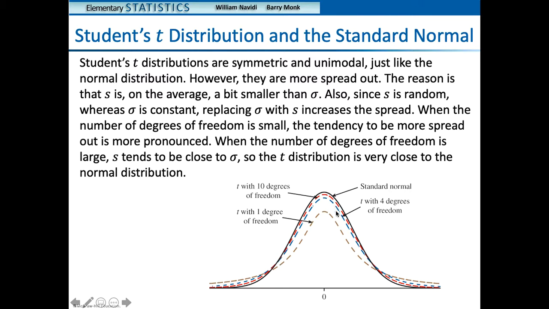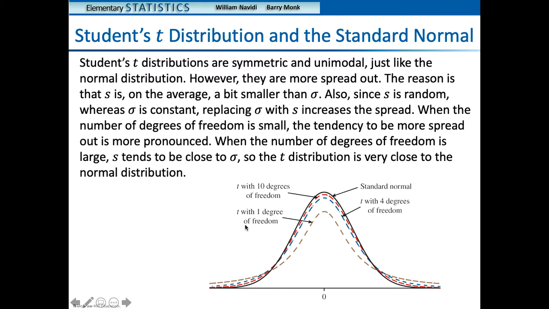This blue dotted line curve is a student's t distribution curve with 4 degrees of freedom. That would be a sample size of 5, and you can see it peaks a little higher, the tails come a little lower. The red dotted line curve is a student's t distribution curve with 10 degrees of freedom. That would be a sample size of 11. You can see it peaks even yet a little higher. The tails come a little bit lower, right?